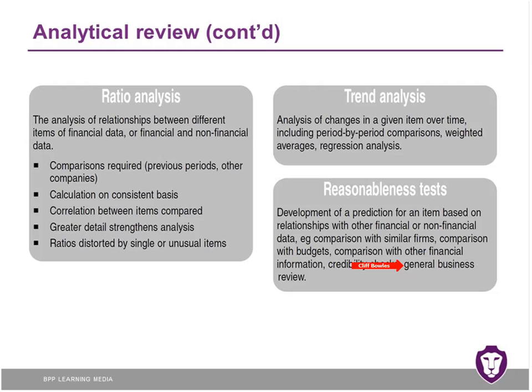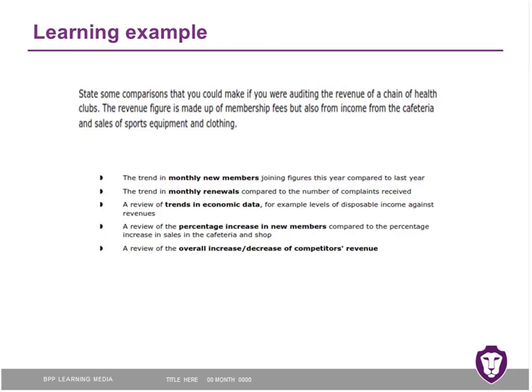Students may be asked to use a set of financial statements to draw conclusions on where risk areas lie. Well, we've got a set of financial statements. It's in your pre-seen. What we're going to do is have a look at that in just a moment. So here's an example that you might get. State some comparisons you could make if you were auditing the revenue of a chain of health clubs.